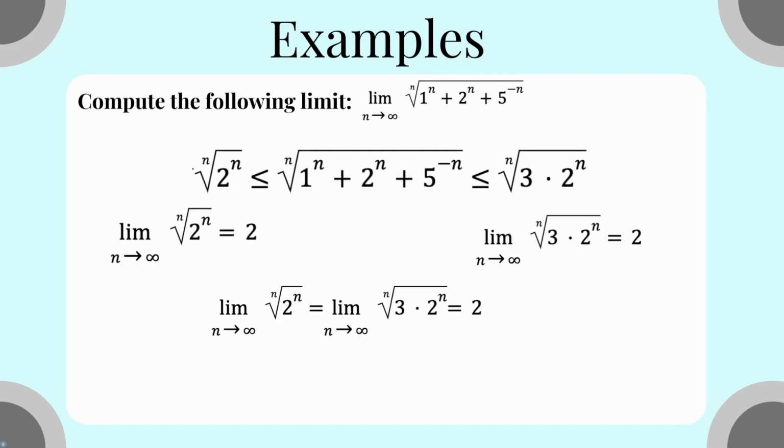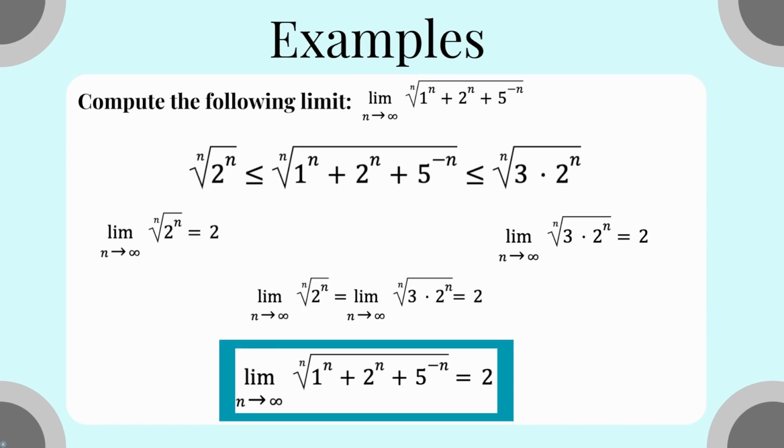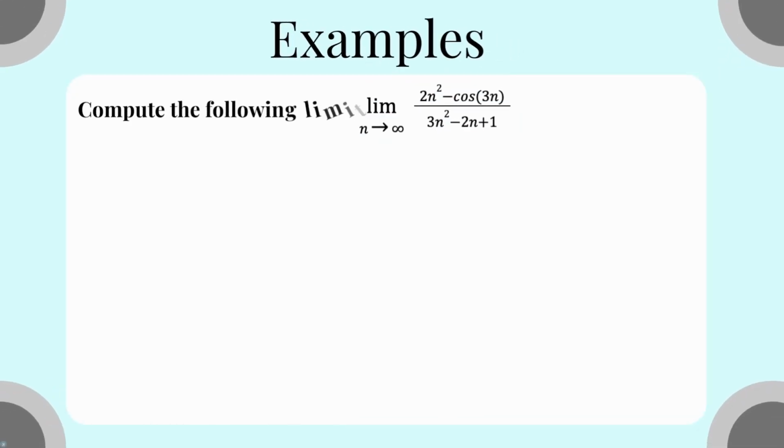So both of our limits are equal to 2, and that means that our main limit is also equal to 2. And in the second example, we have to calculate the limit of this sequence. We can also calculate it using the sandwich theorem. First, we write our main sequence, and we are looking for smaller or equal and bigger or equal sequences.